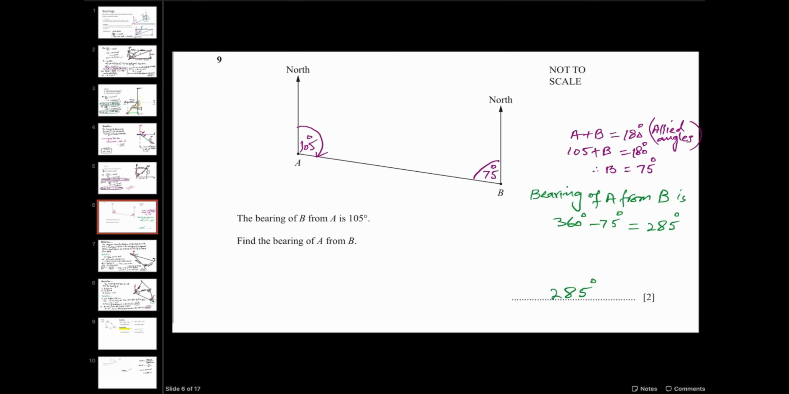Okay, now the next question is, the bearing of B from A is 105 degrees. Find the bearing of A from B.